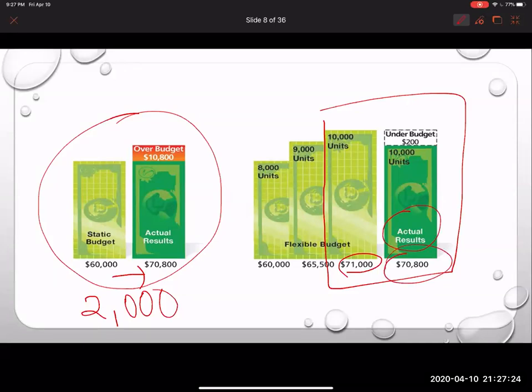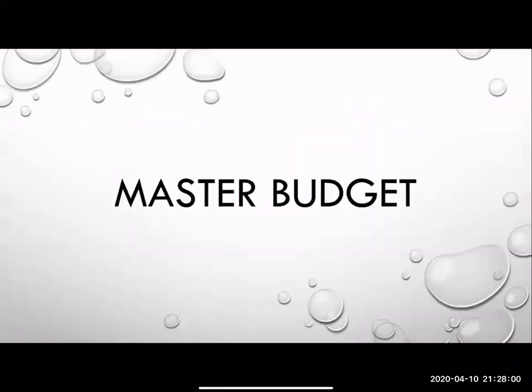$70,800. So in this particular example, the flexible budget lets us compare the 10,000 units in the flexible budget to the 10,000 units at actual. And what we see is that we actually spent $200 under budget. Okay, I know I was a little bit everywhere with that example, but hopefully it made sense, being that a flexible budget, as it sounds, is a little more flexible than a static budget. Okay, with that, we're going to take a pause and then we're going to go all into master budget.